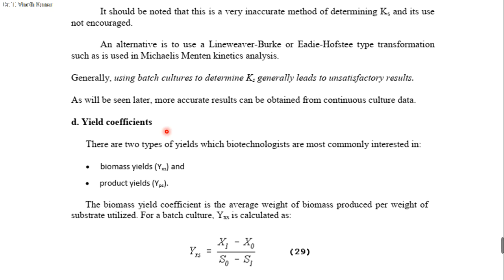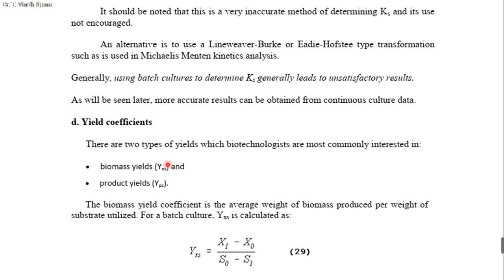For example, if your product is biomass, then biomass is equal to product. If your product is an enzyme secreted by the biomass, the product is different and the biomass is different. That is why you have to mention both as different parameters: the biomass yield is different and the product yield is different. The biomass is nothing but the cell, and the product is, for example, enzyme or protein or vitamins or antibiotics, whatever you are focused on. That is called product yield.